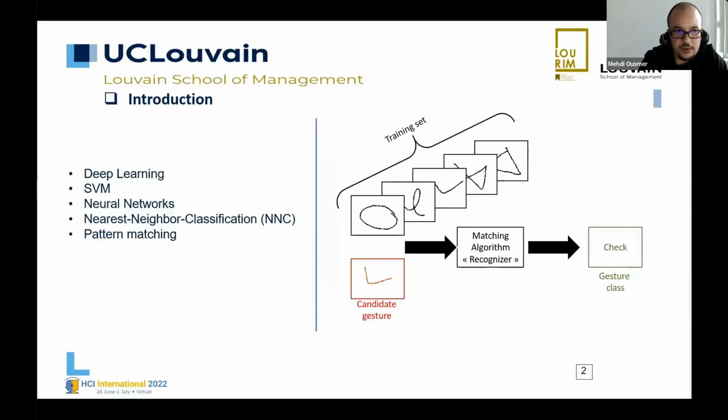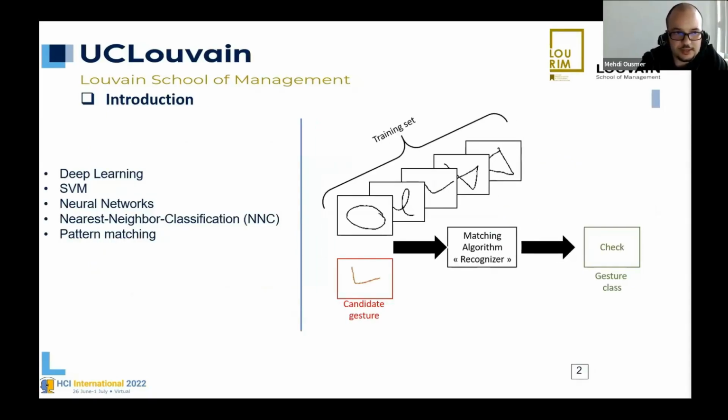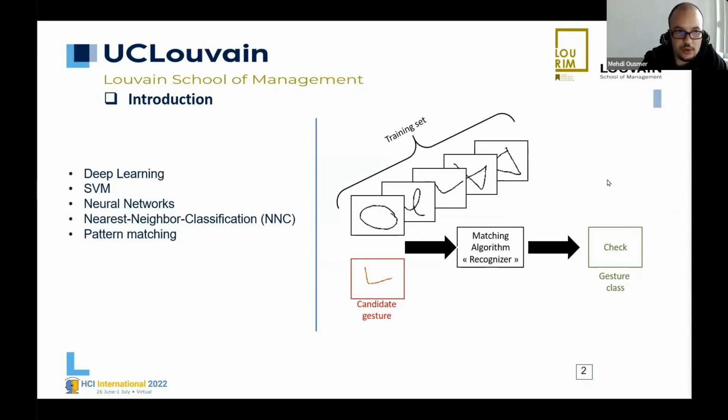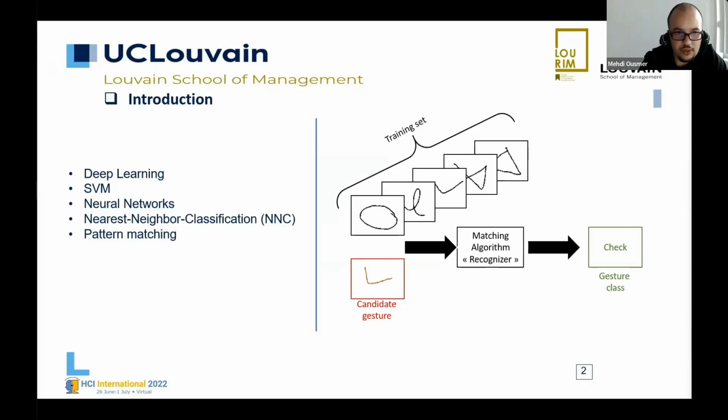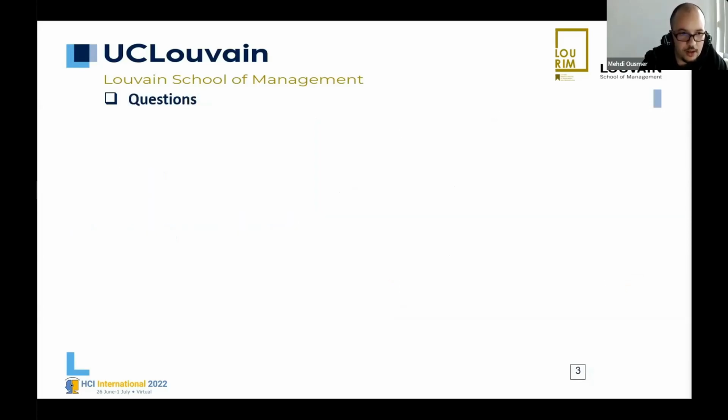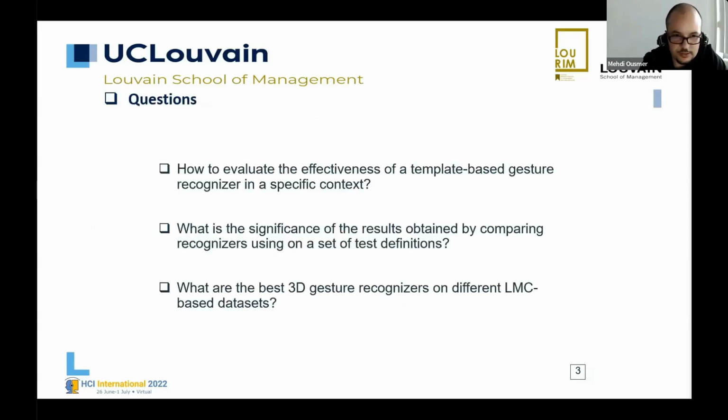In the literature, there are many gesture recognition techniques, and in our work, we will focus only on template matching algorithms for their properties. The algorithm matches a candidate gesture with a gesture class represented by many templates in a training set. Now, I will tell you about the evaluation we conducted to answer these questions.